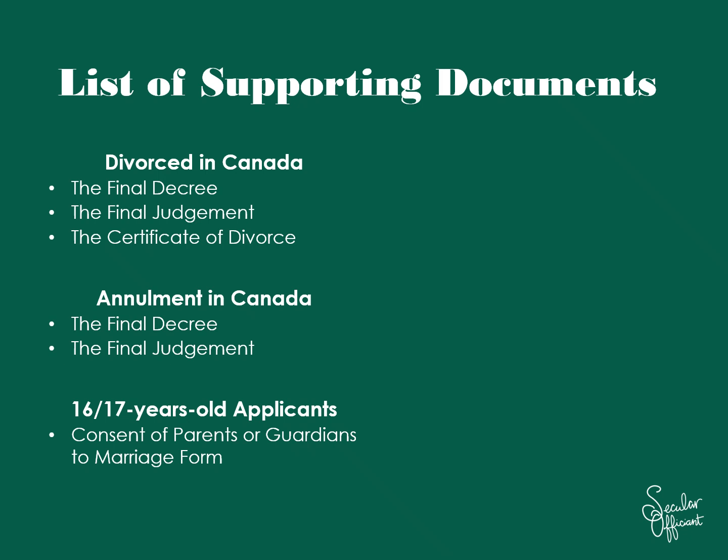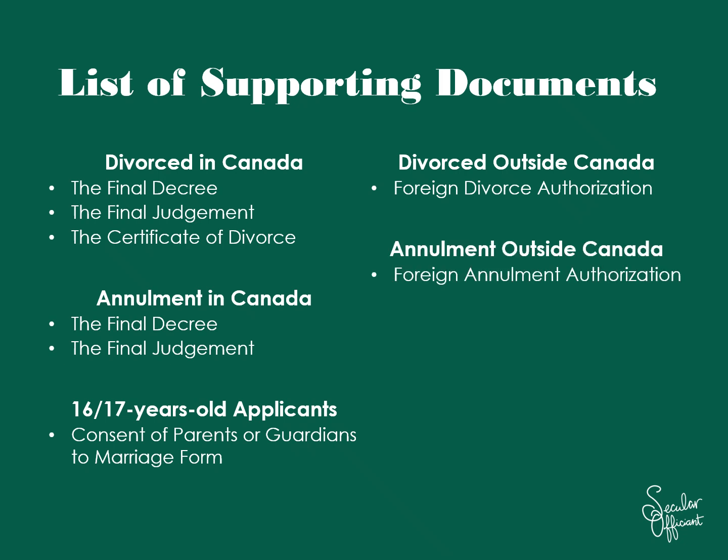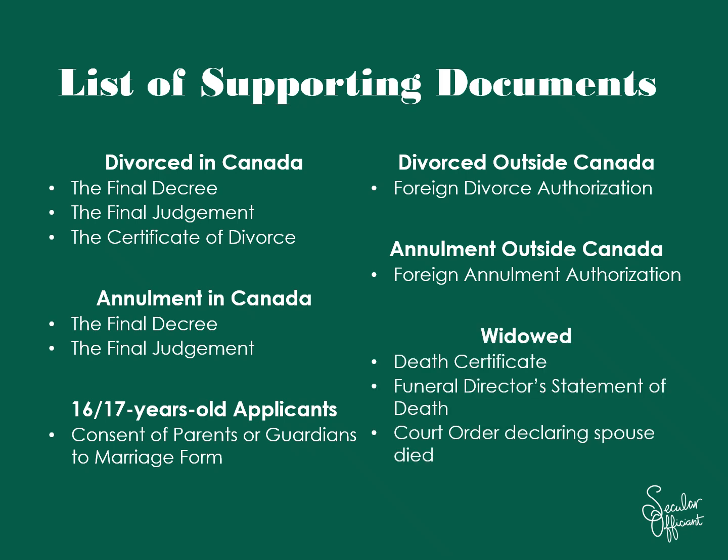If applicants are 16 or 17 years old, they will need to bring a form called Consent of Parents or Guardians to Marriage. If an applicant was divorced outside of Canada, they will need to bring the Foreign Divorce Authorization. If an applicant had an annulment outside of Canada, they will need to bring the Foreign Annulment Authorization. If an applicant is widowed, they will need to bring one out of the 3 documents: a death certificate, the funeral director's statement of death, or a court order declaring that their spouse died.